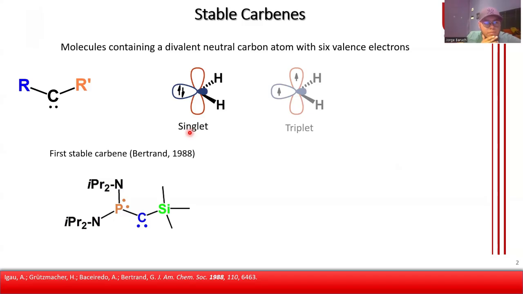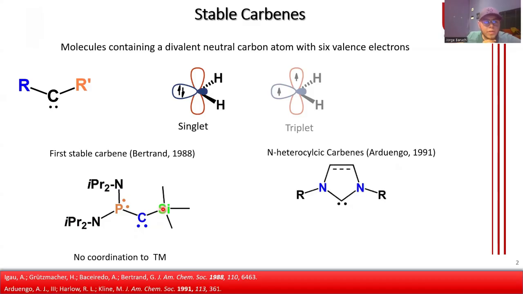But fortunately, in 1988, Professor Guy Bertrand, of whom I must say I'm very proud because I was one of his students during my PhD, was able to isolate the first free stable carbene. This carbene was stabilized by a phosphorus and a silicon atom, but unfortunately, because of the high flexibility around the carbon center, these ligands were not able to coordinate to metal centers.